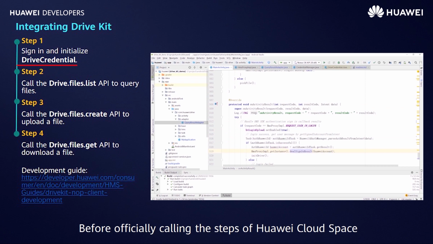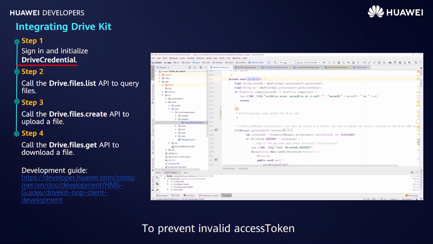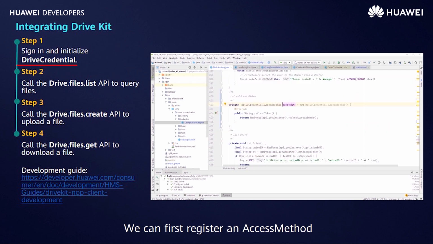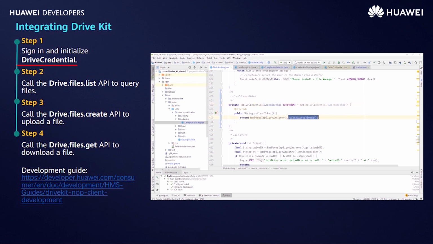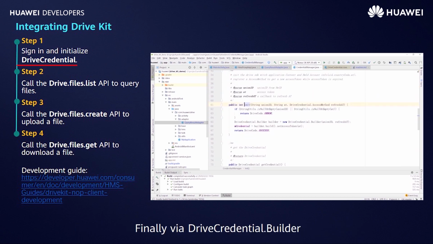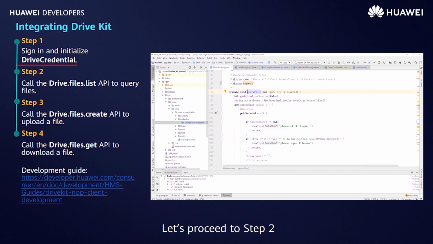Before officially calling the steps of Huawei Cloud Space, to prevent an invalid access token, we can first register an access method to get a new access token when the access token is invalid. Finally, via Drive Credential Builder, store the new access token. In Drive Credential, the first step of login is completed. Let's proceed to step 2.